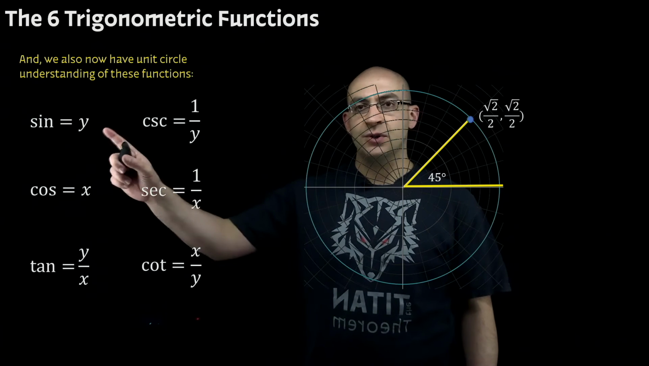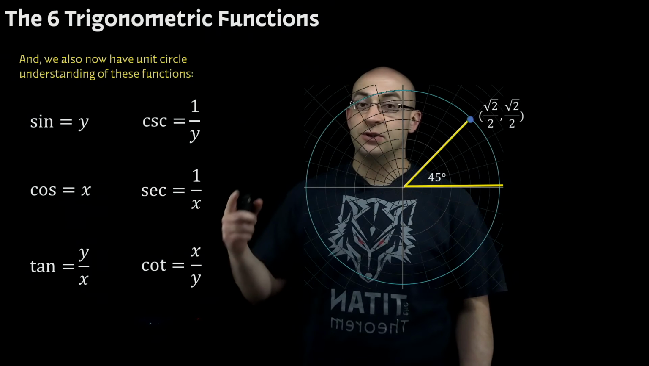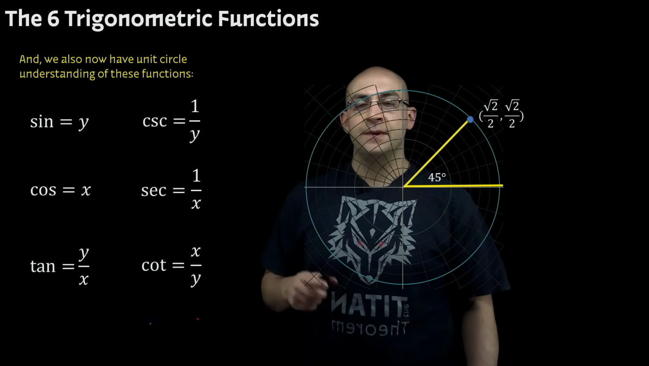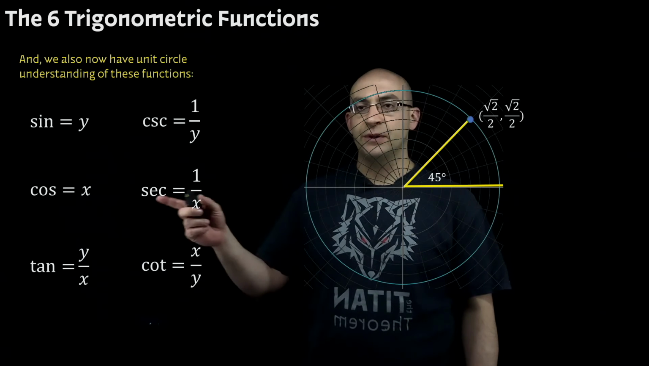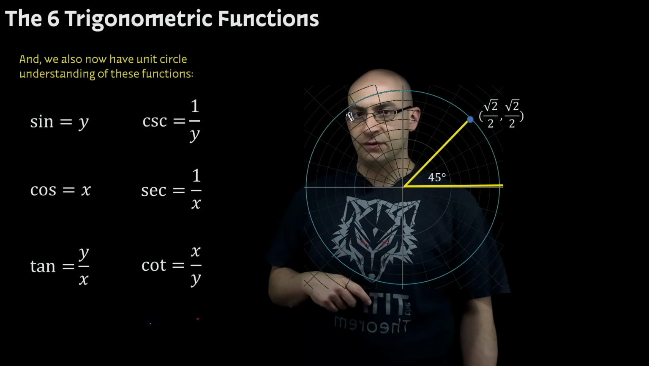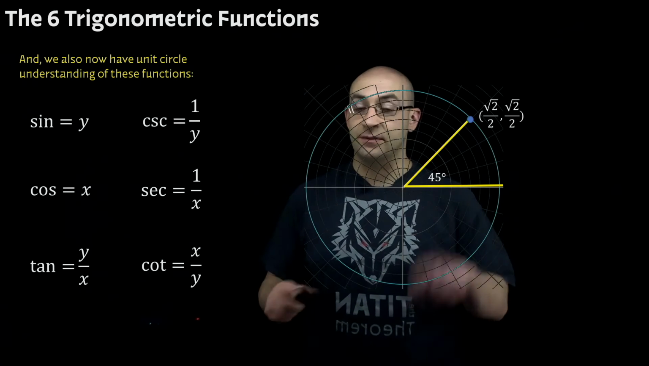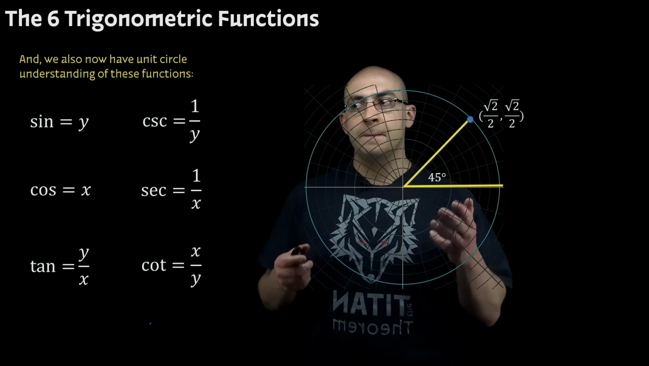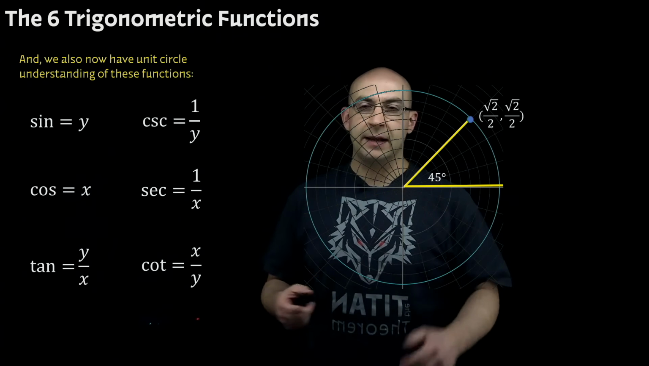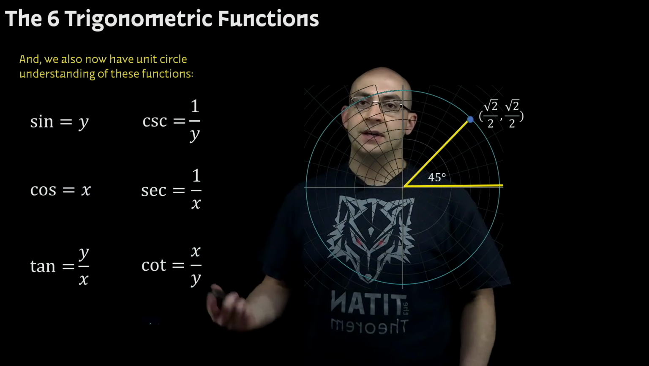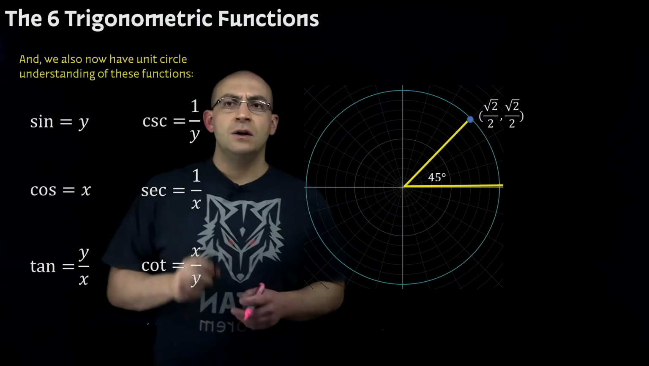If sine values are y values, cosecant values are just 1 divided by whatever that y value is, or 1 divided by sine. Moving through cosine and secant with the same inverse relationship. Tangent and cotangent are probably the easiest to see in terms of that inverse relationship, or the opposite relationship that we're looking at here, where tangent is y over x and cotangent is x over y.